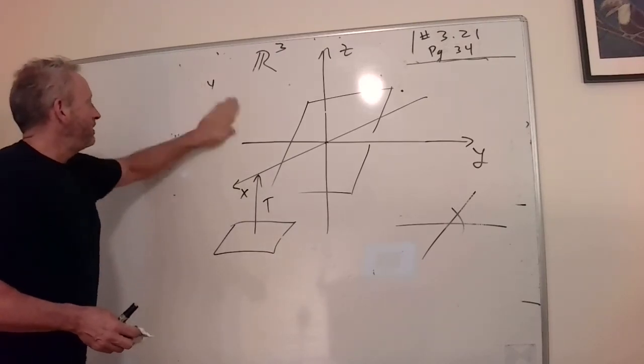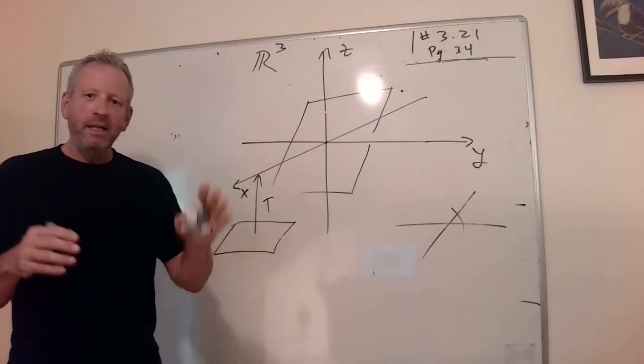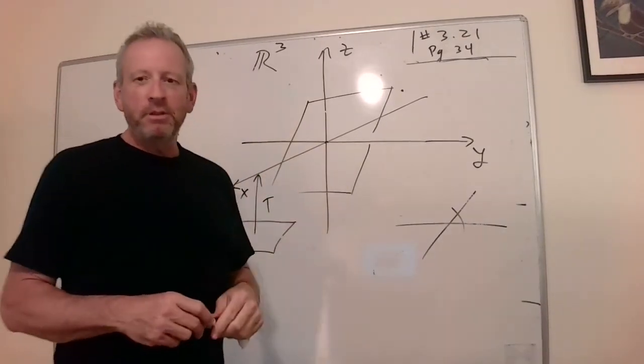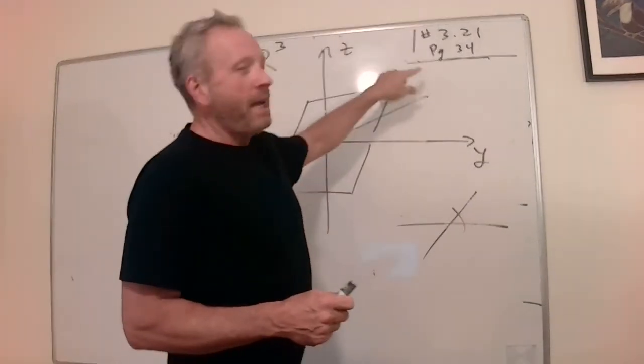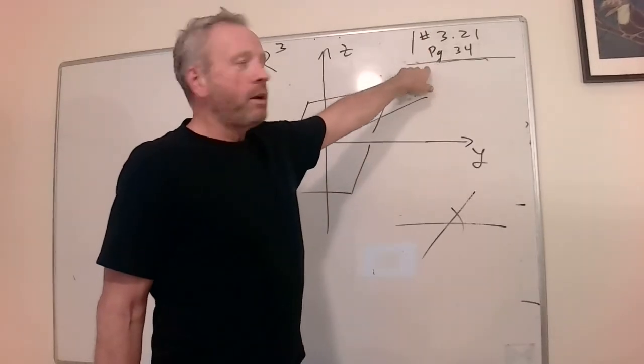Okay, so that's enough for this video. The point of this whole thing was the book is asking you to solve the system and to solve the associated homogeneous system. And I'm pointing out the relationship between the two of them. I'm going to end this video, post it, come back, and do this problem, 3.21 on page 34.